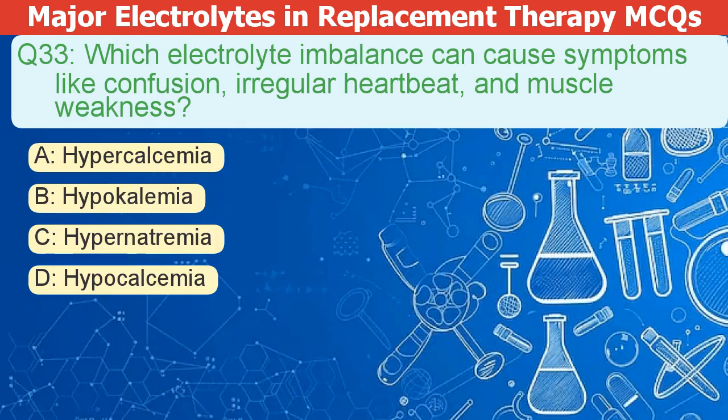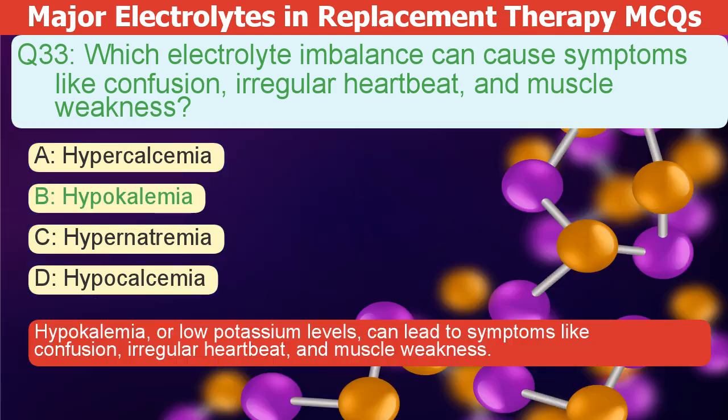Which electrolyte imbalance can cause symptoms like confusion, irregular heartbeat, and muscle weakness? A. Hypercalcemia. B. Hyperkalemia. C. Hypernatremia. D. Hypocalcemia. The correct answer is B. Hyperkalemia, or low potassium levels, can lead to symptoms like confusion, irregular heartbeat, and muscle weakness.